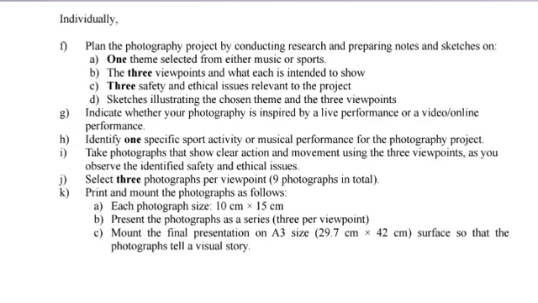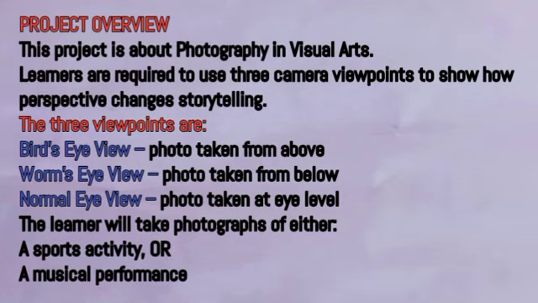full marks. So under the project overview, we find that this project is about photography in visual arts, and learners are required to use 3 camera viewpoints to show how perspective changes storytelling. And the 3 viewpoints are the bird's eye view, that's a photo taken from above. We have the worm's eye view, a photo taken from below, and normal eye view, a photo taken at eye level. So here the learner will take photographs of either a sport activity or a musical performance.